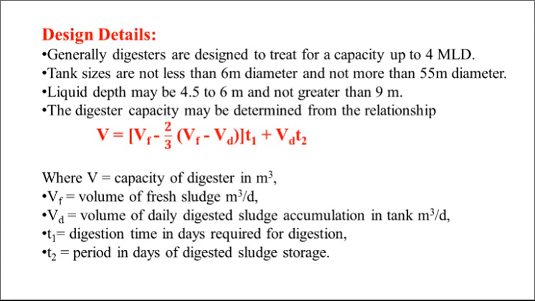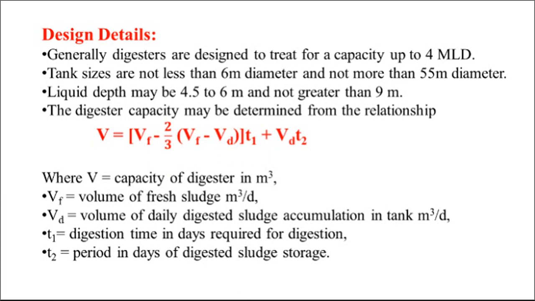in cubic meter per day, Vd is the volume of the daily digested sludge accumulation in the tank in meter cube per day, T1 is the digestion time in days required for digestion, and T2 is the period in days for digested sludge storage. So, by this formula we can find out the volume required for the digester.